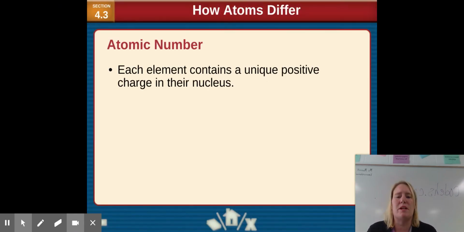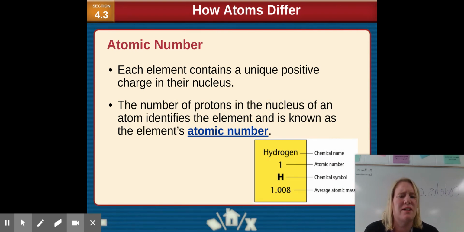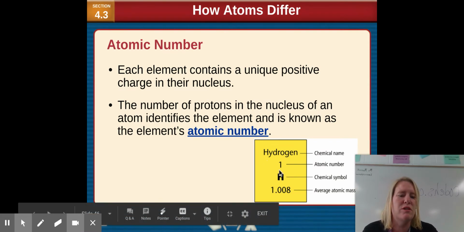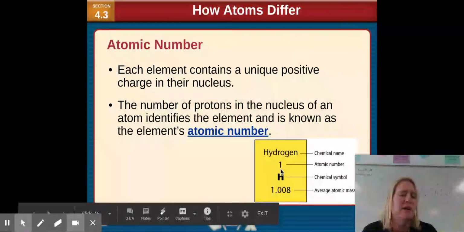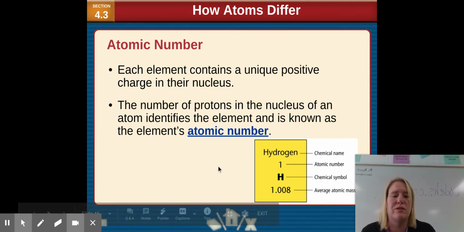So atomic number. Each element contains a unique positive charge in its nucleus. And so the number of protons in the nucleus of an atom, that's what identifies the element and is known as the atomic number. So here you can look at hydrogen as our example. The number on top is 1, and that's its atomic number. And so that actually tells us how many protons are in the nucleus.